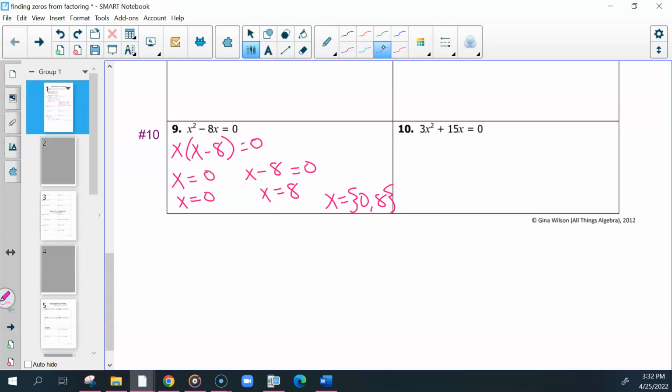For number 10, I can divide a 3 out of both as well as an x. So that would leave us with just x plus 5. And then I would set both equal to 0 and solve. This one I know is going to be -5. This one I'm just going to go ahead and divide both by 3, but that's going to stay 0. Most of the time when you divide out an x, no matter if you have a constant with it, a coefficient with it or not, you'll still get 0. So your solutions would be -5 and 0.